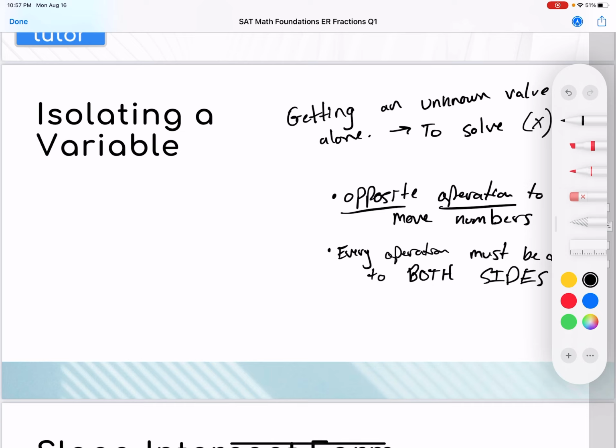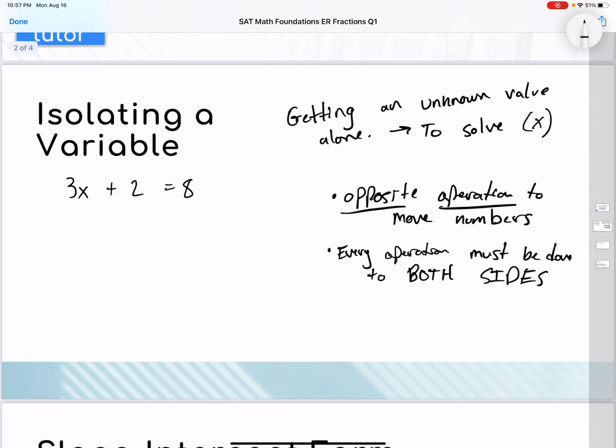This first example that we'll use is 3x plus 2 is equal to 8. In this example, our variable is x, or our unknown value. Now we'll try and use the other numbers in order to solve for that unknown value, to give it a known value.